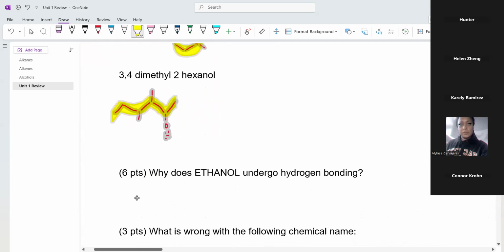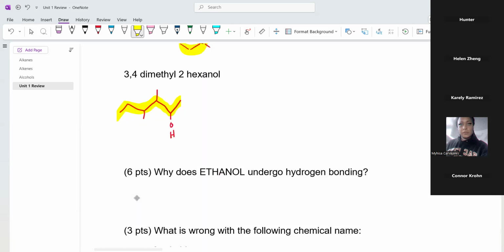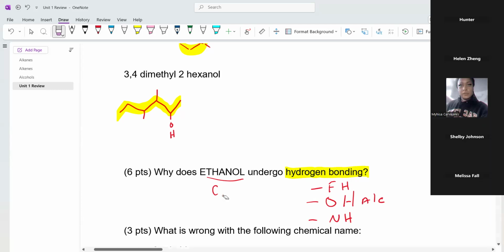Okay, so hydrogen bonding requires an OH group, or an NH group, or an FH group. And since these are alcohols, and that's an alcohol, that's why it undergoes hydrogen bonding.